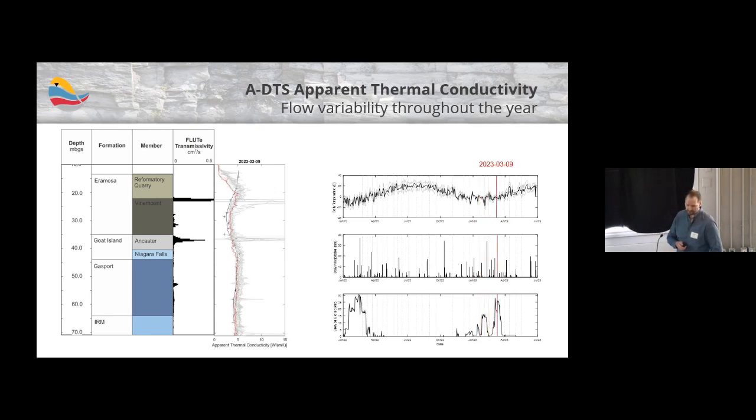Things quiet down quite a bit in the fall and winter of 2022 and 23, and you can see things start picking up again in the spring. I'll just sit right here to give you a second to look at where we see a lot of variability. You can see a fair amount of variability throughout the whole Gasport formation and a lot of the profile, with certainly much more variability observed at these highly transmissive fractures or other features.